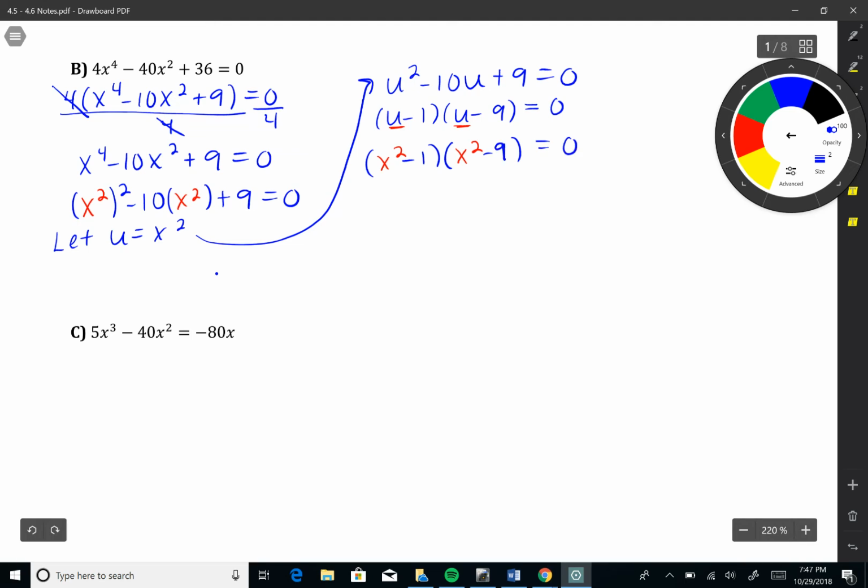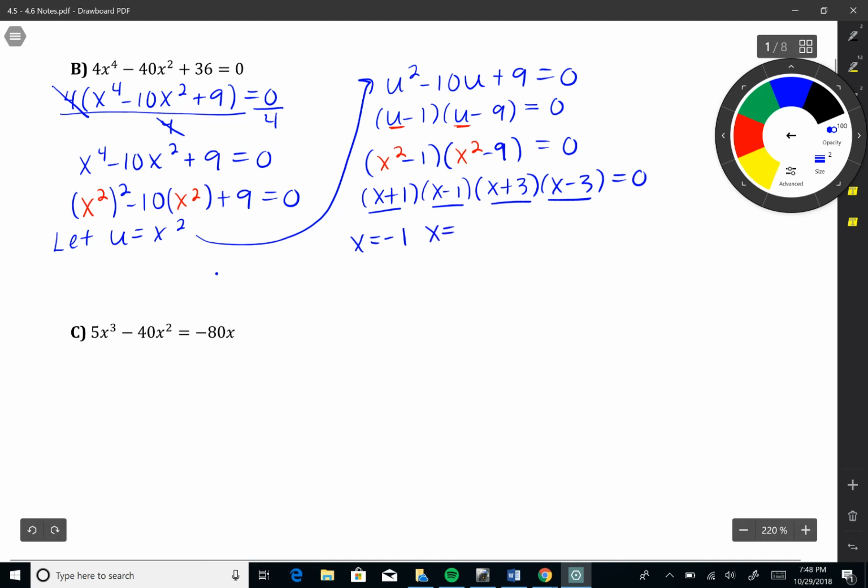Then we ask ourselves, are we done factoring or can we keep going? You can actually keep going here because these are both differences of squares. So x squared minus 1 factors to x plus 1 times x minus 1. X squared minus 9 factors to x plus 3 times x minus 3. Whew, so we have 1, 2, 3, 4 factors, which means we have 4 zeros or 4 solutions to this equation. We have x equals negative 1, x equals positive 1, x equals negative 3, and x equals positive 3.